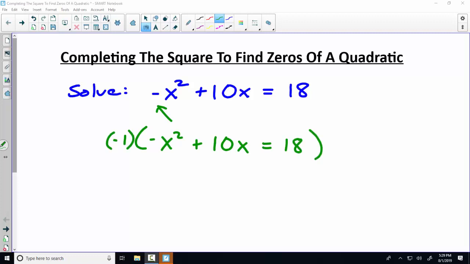So if we multiply everything by negative 1, and when I say everything, I mean both sides, then we end up with x squared minus 10x equals minus 18. And we already have the constant over on the right-hand side, the minus 18, so we're in really good shape. We just needed to make sure that we had that positive 1 in front of x squared.